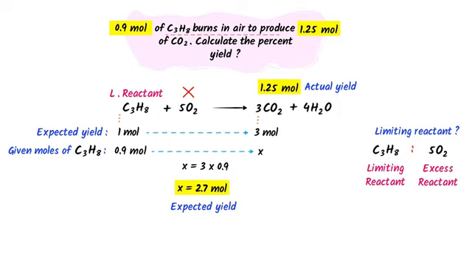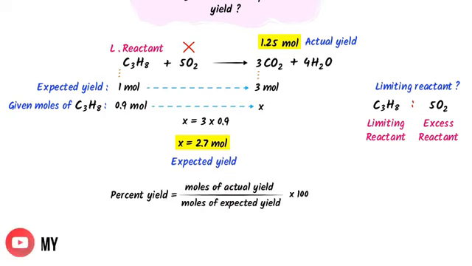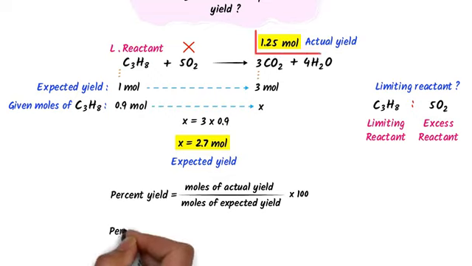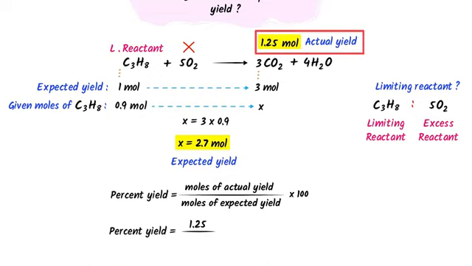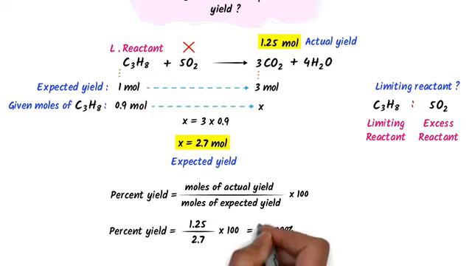Now what about percent yield? We know that percent yield is equal to actual yield upon expected yield and times 100. Here, the actual yield is 1.25 moles and the theoretical or expected yield is 2.7. After calculation, I get 46.29%. So the percent yield is 46.29%.